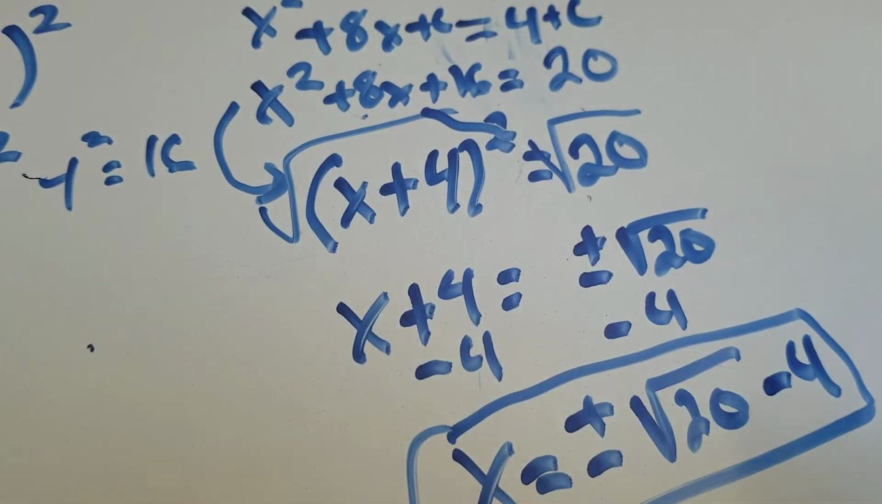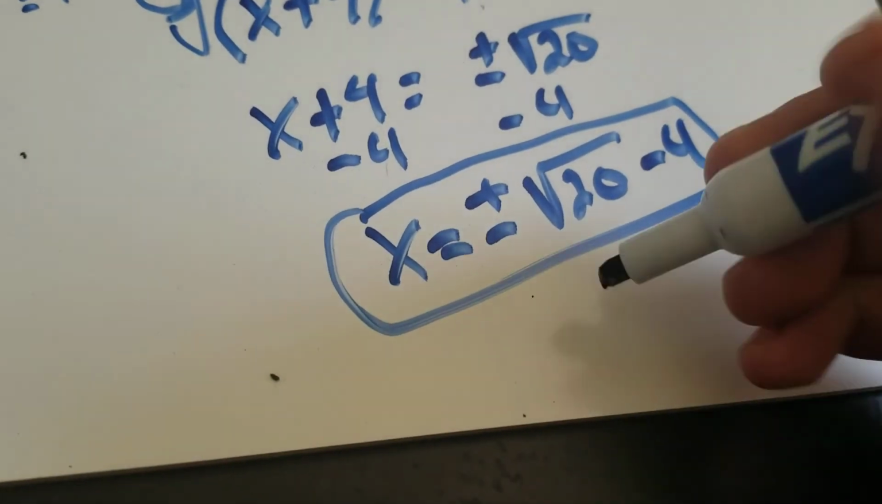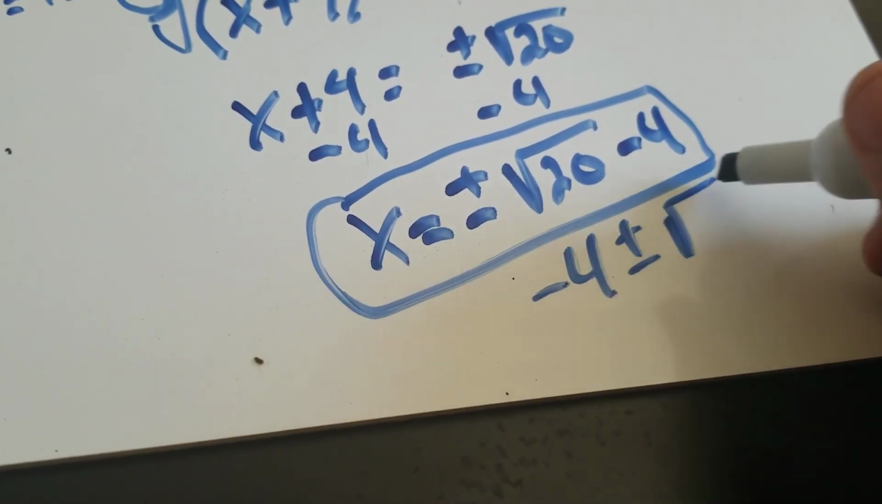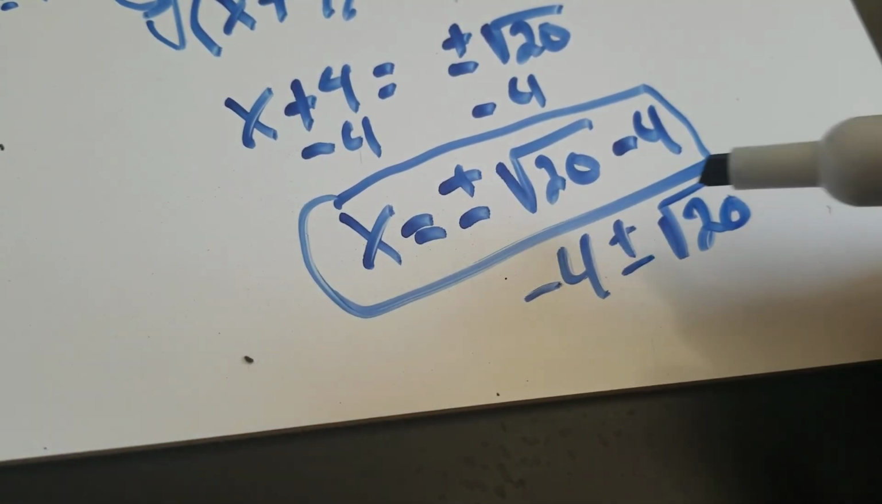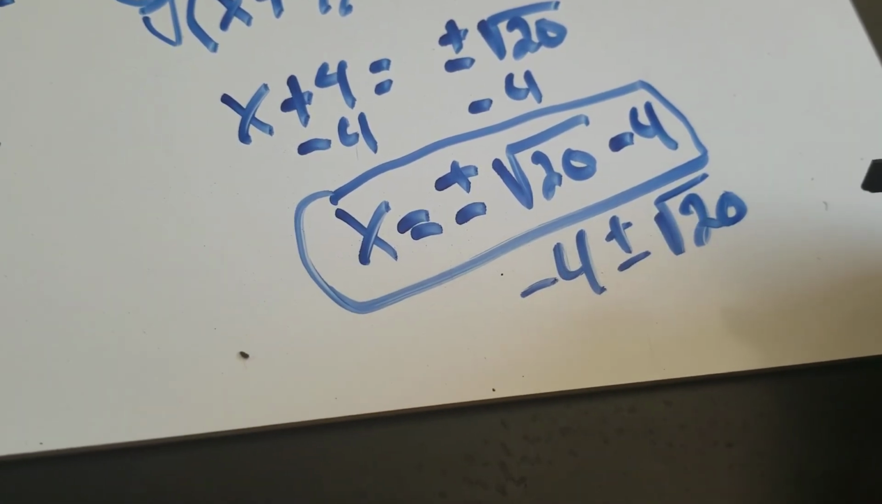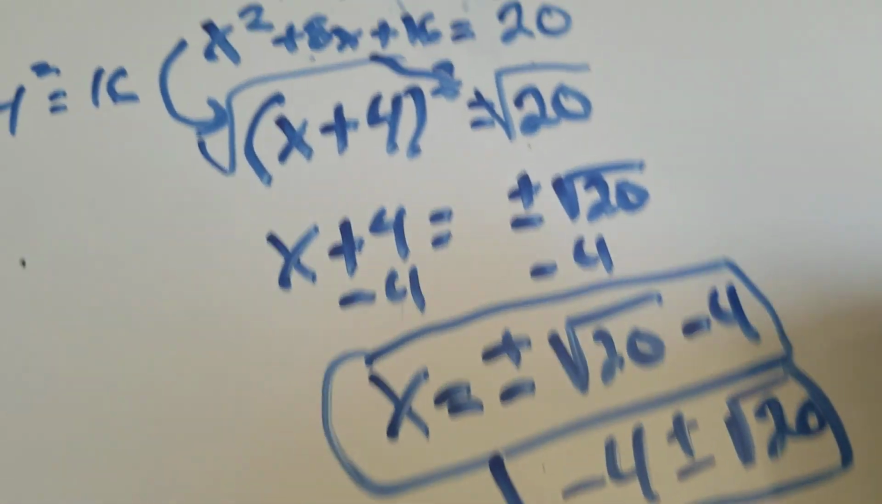I'm going to check the textbook in a second. Give me a second. In the textbook, they leave it like this. They might also write it like this, they put the number in front. So negative 4 plus or minus the square root of 20. Both are the same thing. Just remember the plus and minus should be in front of the root 20, not in the 4. Okay? But yeah, this is the basics of it.